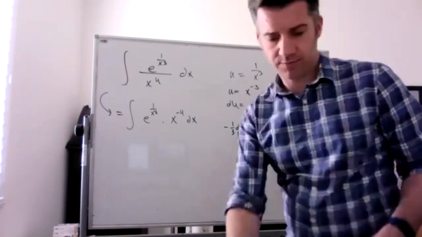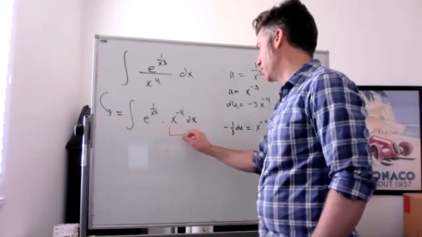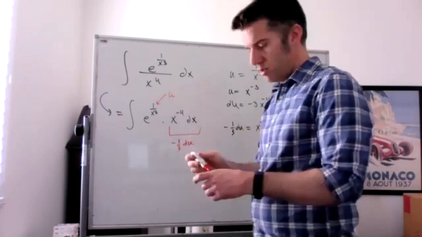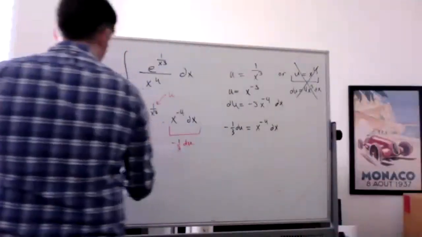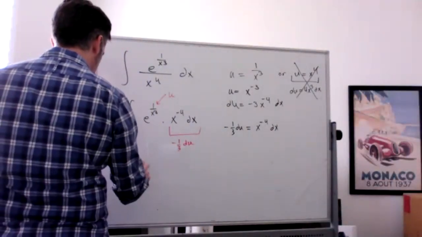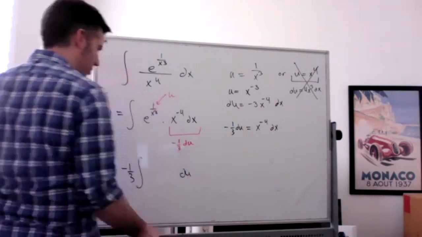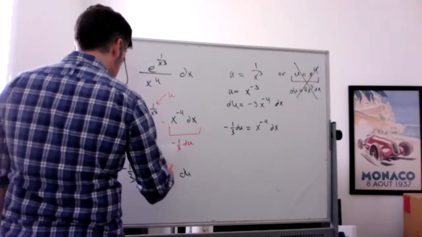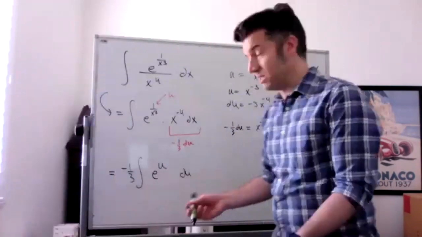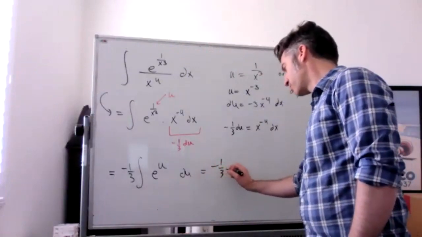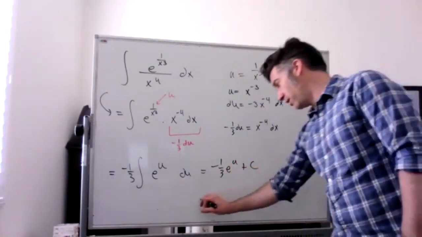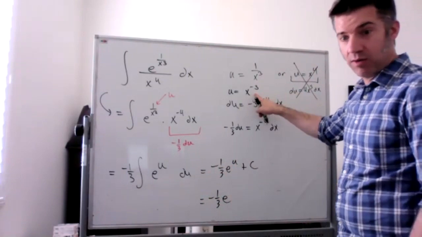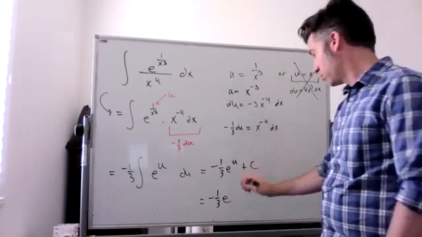So then look, here is my negative 1/3 du, there's my u. So I can rewrite this integral as negative 1/3 integral du, right? I've taken care of all this. The other part left is the e to the u. And we know that the antiderivative of e to the u is e to the u. So I end up with negative 1/3 e to the x to the negative third, or 1 over x cubed if you prefer.